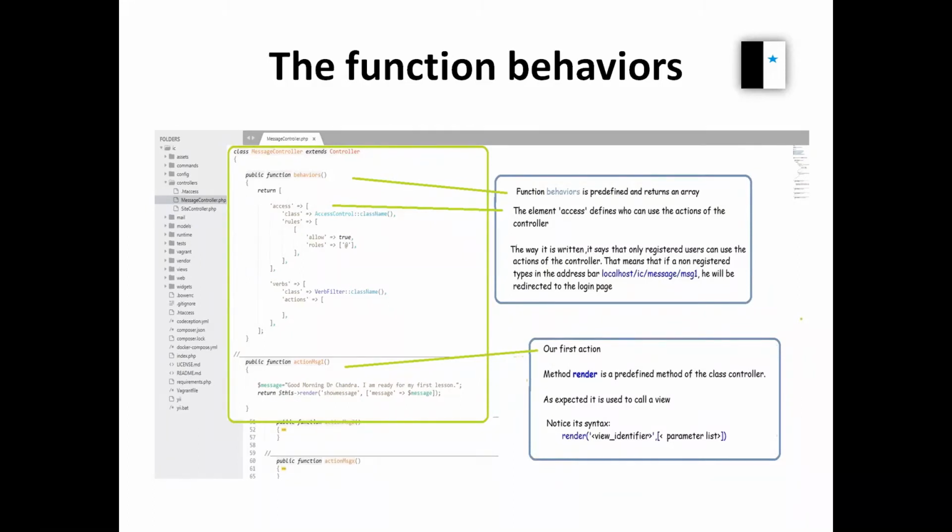Next, let's focus on how we have written our first action. It's very simple. Please notice the method render. It's a predefined method of the class controller, and as expected, it is used to call a view. And please notice its syntax. It says render, then you give the view identifier, and then you pass through an array all parameters that may be used by that view.